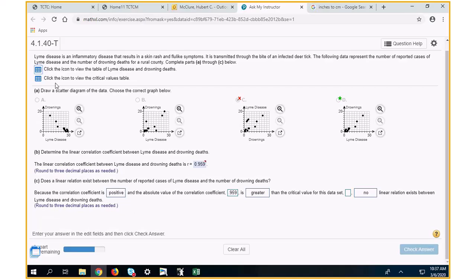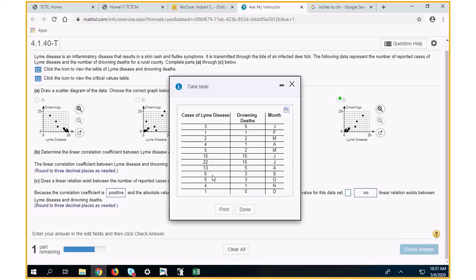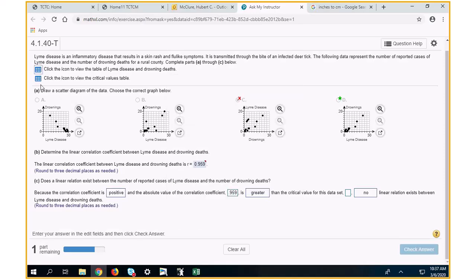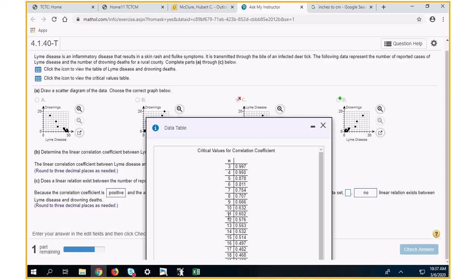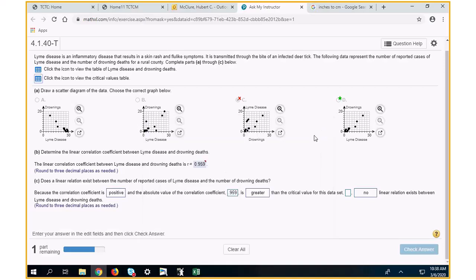Okay, let's go ahead and check how many dots there were. We've got to look up the critical value. So there's 12. I'm sorry, 12 months in a year. Okay, so 12 should be what? 0.576. We're way above 0.576. We're at 0.9595. So you've got a very strong correlation, and the 0.576 means absolutely nothing to you because your 0.959 is greater, so there is a correlation.